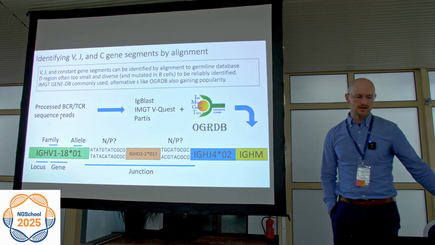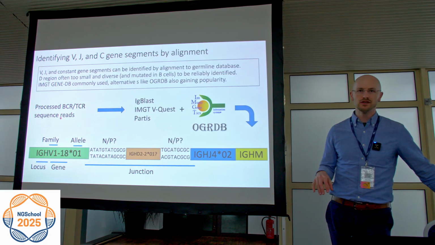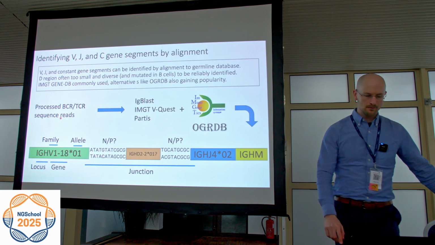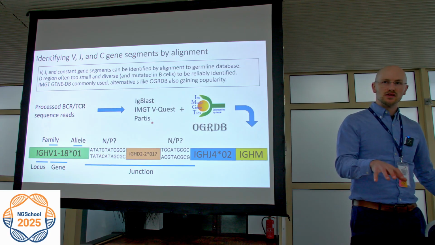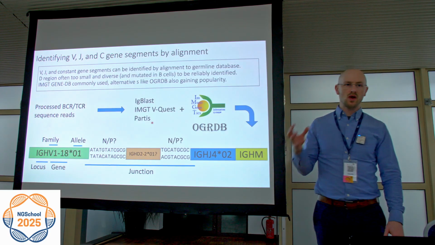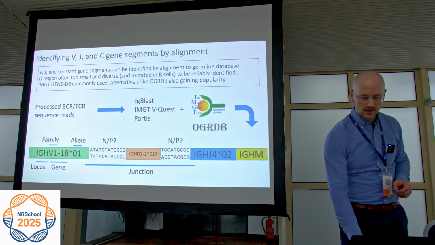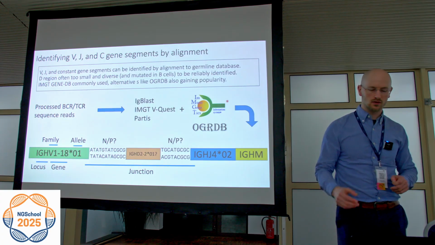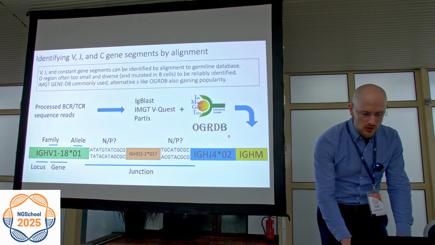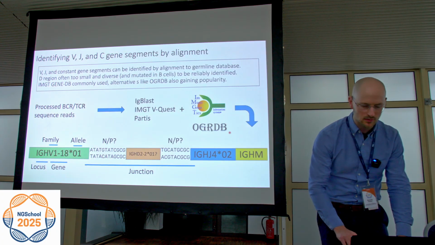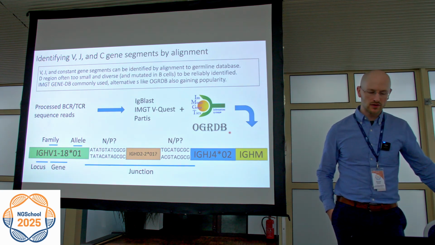The next step is identifying the V genes, J genes, and constant region gene segments in the BCR. The way this is done is by aligning BCR or TCR sequences to a reference database of germline alleles. The most common database is called the IMGT database, or the Immunogenetics database. There's also the Open Germline Receptor Database, or OGRDB, that's growing and becoming more popular.